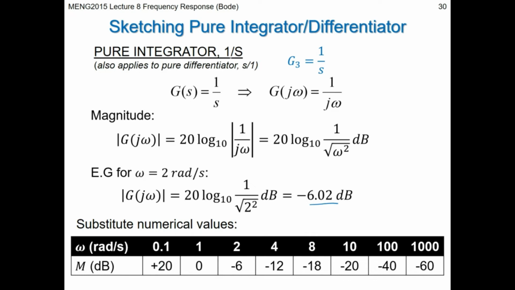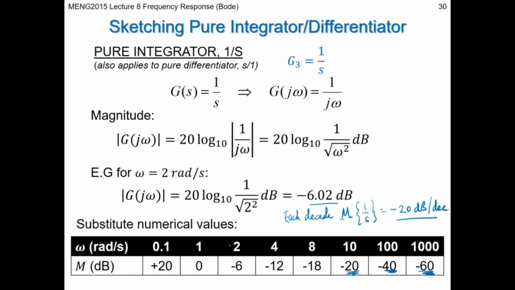So what we're seeing is that a pure integrator 1 upon s has behavior whereby it seems to start at plus 20, goes down to 0 at 1. If we skip to 10, it goes to minus 20, skip to 100, minus 40, skip to 1,000, minus 60. So we can see that for every decade, the magnitude of 1 upon s equals minus 20 decibels per decade.